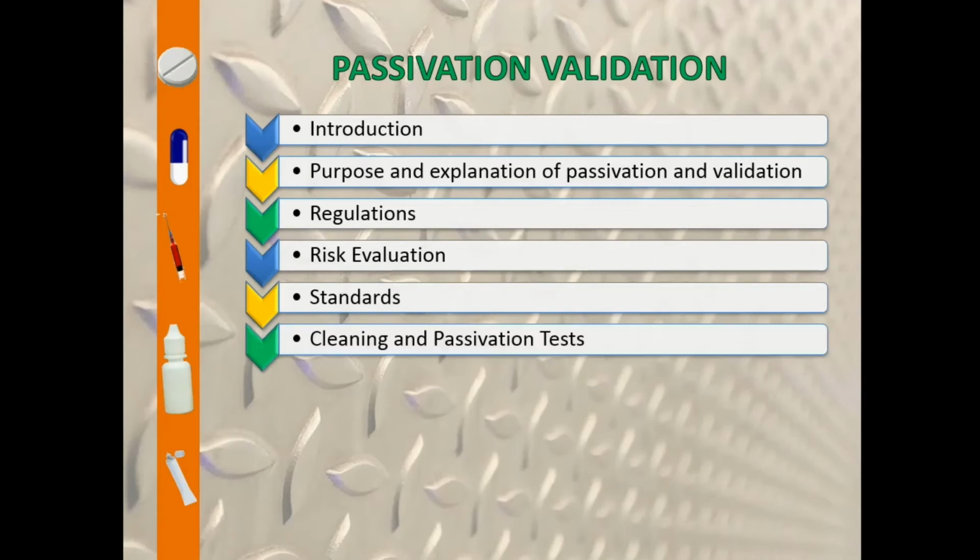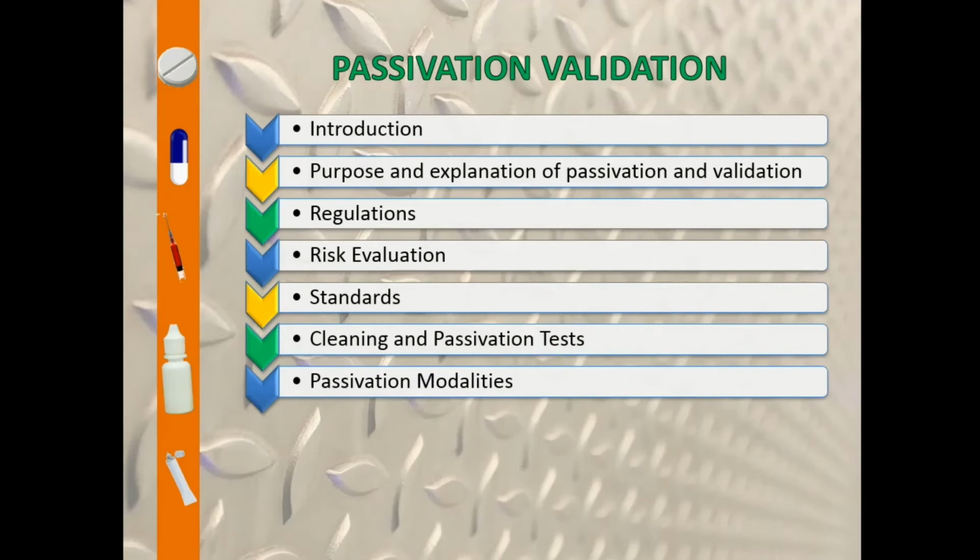There are many tests to detect the passive layer. Each one has its advantages and weaknesses. By passivation modalities, I mean if passivation is achieved by recirculating chemical, dipping the metal, or use other way to put in contact the metal and the chemicals.